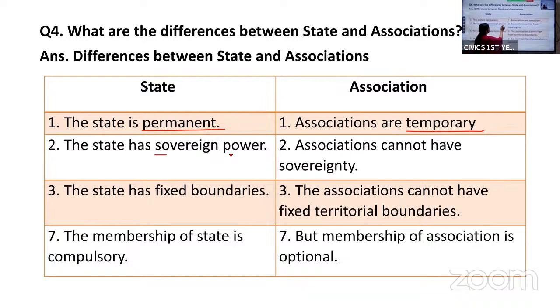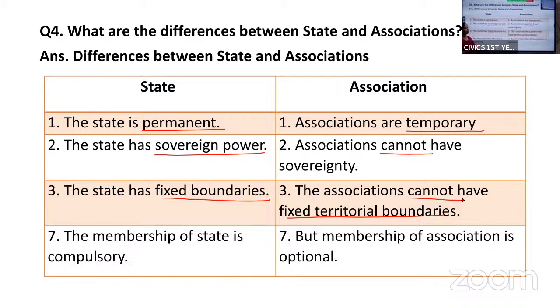State has sovereign power. Associations cannot have sovereign power. They will have control over the members of the association only. So associations cannot have sovereignty. State has fixed boundaries. Again, associations cannot have fixed territorial boundaries.